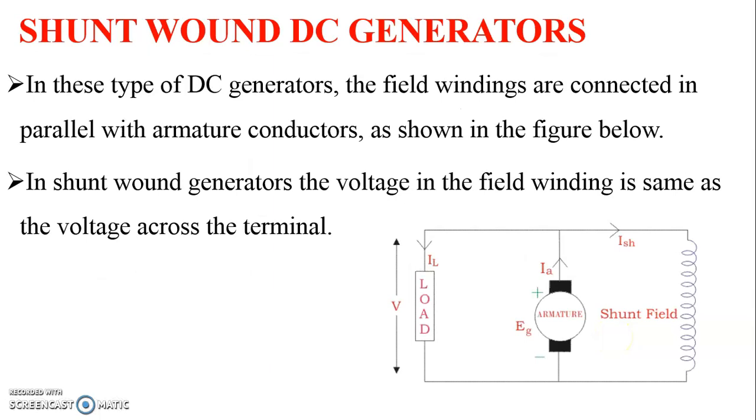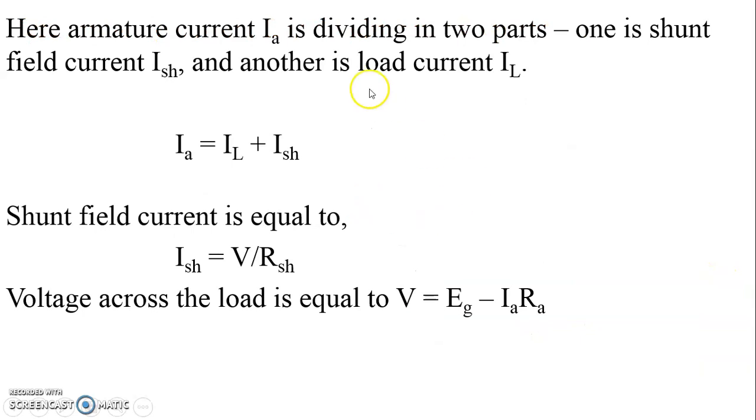So next is the shunt wound DC generator. In this type of DC generator, the field windings are connected in parallel with the armature winding. So in shunt wound generator, the voltage in the field winding is the same as the voltage across the terminal. So here the armature current Ia is dividing into two parts. One is the load current and another one is the shunt field current.